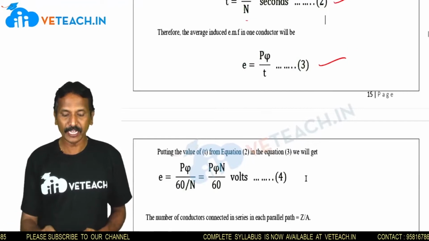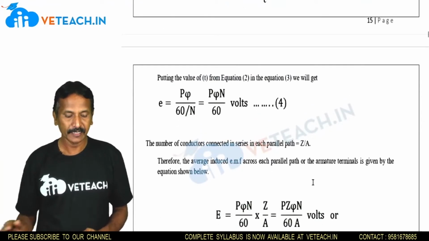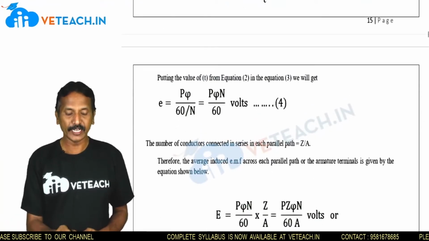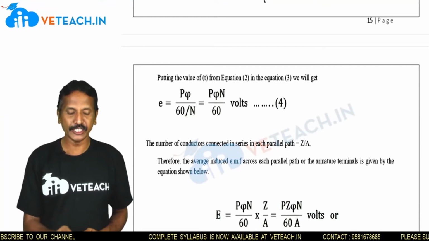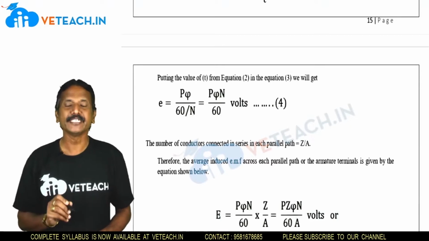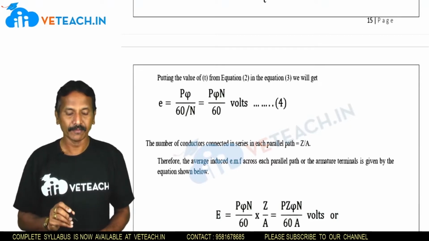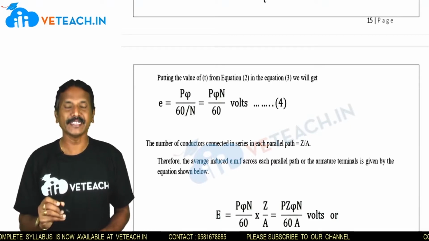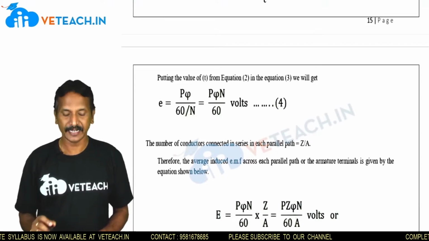Now substitute the value of T here. Then P phi by 60 by N, or P phi N by 60. That is, E is equal to phi P N by 60. What is the meaning of P? P is the number of poles, N is the speed, phi is the flux, and 60 is the time duration.